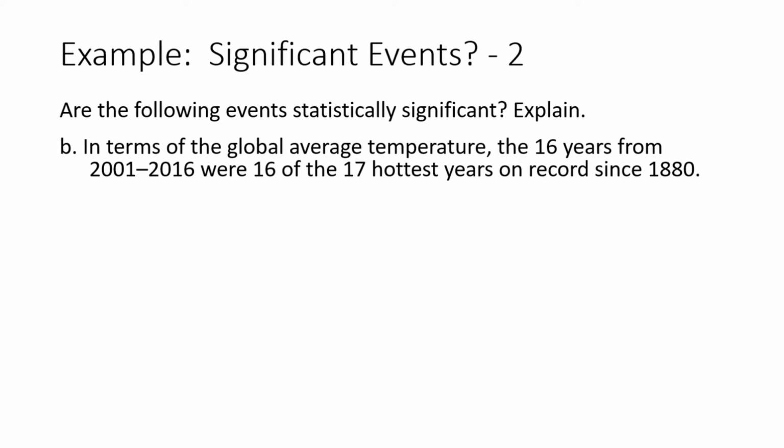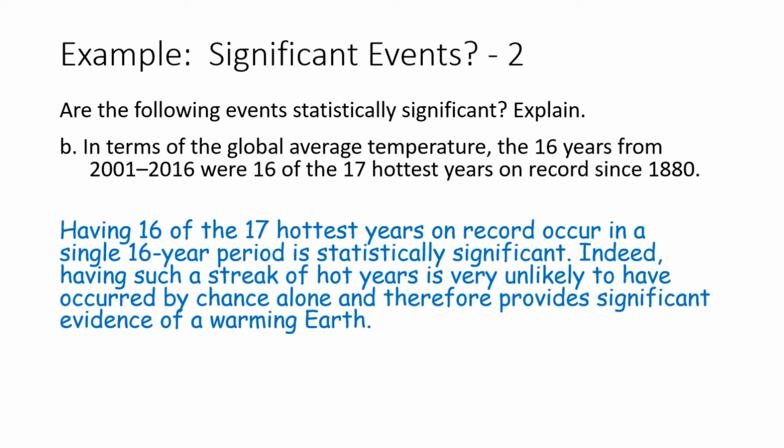B. In terms of global average temperature, the 16 years from 2001 to 2016 were 16 of the 17 hottest years on record since 1880. Analysis. Having 16 of the 17 hottest years on record occur in a single 16-year period is statistically significant. Indeed, having such a streak of hot years is very unlikely to have occurred by chance alone, and therefore provides significant evidence of a warming Earth.